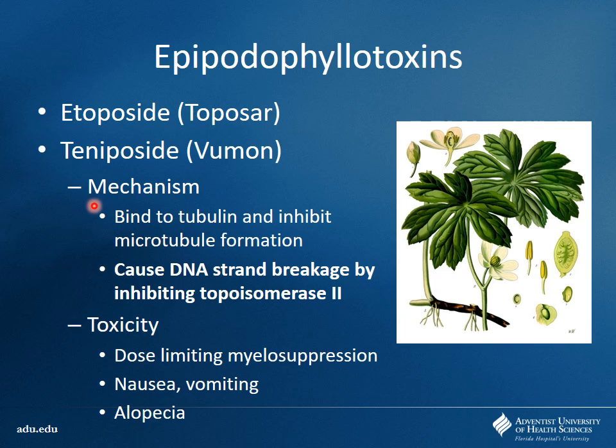And so these are going to be binding. They have a minor action where they actually bind to tubulin and inhibit microtubule formation, but the primary thing that it does is actually affect topoisomerase 2, so leading to further strand breakage of the DNA, eventually leading to cell death by triggering off apoptosis. Big thing just to note here, dose-limiting myelosuppression, nausea, vomiting, but this one you can also see a lot of alopecia with as well.